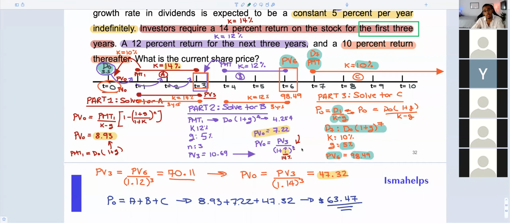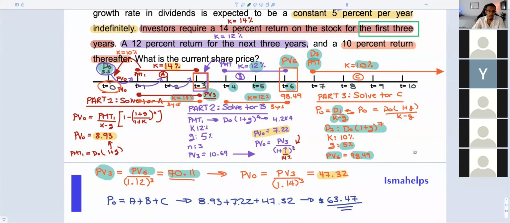But the thing is, year 6 isn't year 0, so we have to discount this. However, we have 2 different periods that we need to discount through. The first period from T4 to T6, where K is equal to 12%, and then the second period from T1 to T3, where the discount rate is 14%, right? So we took PV6 and discounted it for 3 years, for T4, T5, and T6, with the discount rate being 12%. And that gave us this amount, which is essentially our present value 3.